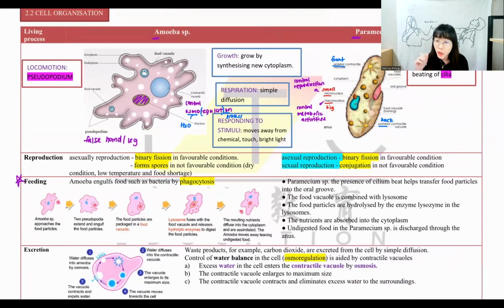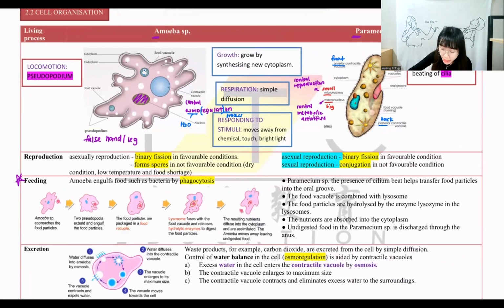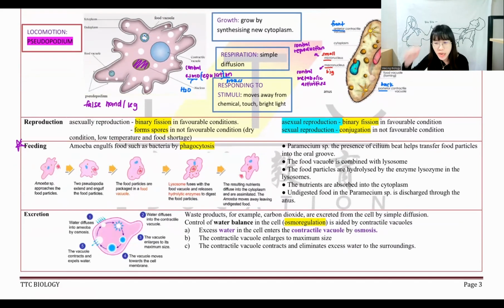Paramecium species is very human. Why? Because they eat with their mouth. They will go in from the oral groove. They will form into a food vacuole, and then they will fuse with lysosome as well. Digest the food, absorb the nutrients. Undigested food will be excreted out through the anus. It's very human. Eat with the mouth, shit with the anus, something like that. It's very similar to human. But usually in exams, they would like to ask about amoeba species.